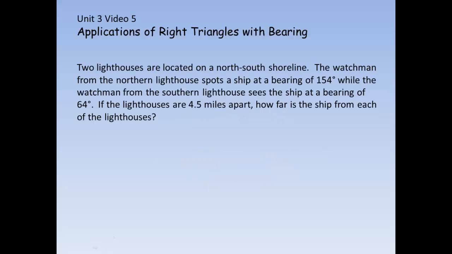The first example: two lighthouses are located on a north-south shoreline. The watchman from the northern lighthouse spots a ship at a bearing of 154 degrees, while the watchman from the southern lighthouse sees the ship at a bearing of 64 degrees. If the lighthouses are 4.5 miles apart, how far is the ship from each of the lighthouses?